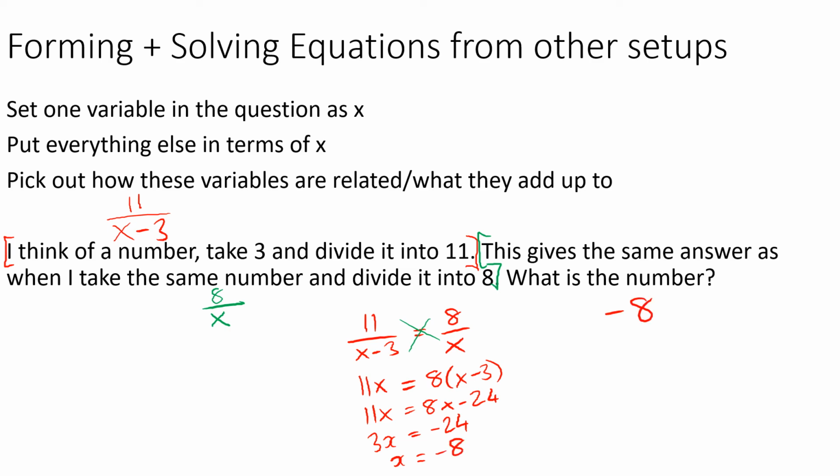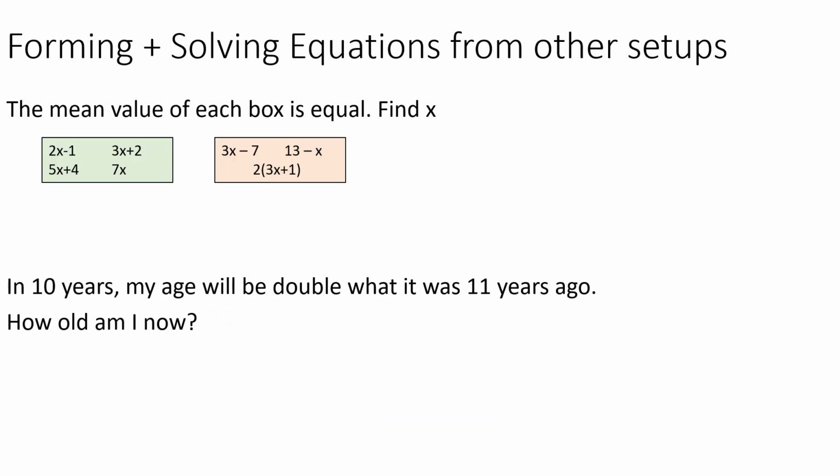And you may as well check it at this point, mightn't you? Think of a number, take away 3, that's minus 11. Divide it into 11. So 11 divided by minus 11 is minus 1. Same answer as when I take the same number and divide it into 8. 8 divided by minus 8 is equal to minus 1 as well. So yeah, it works. So this one's a fairly common GCSE question where they use the concept of the mean.